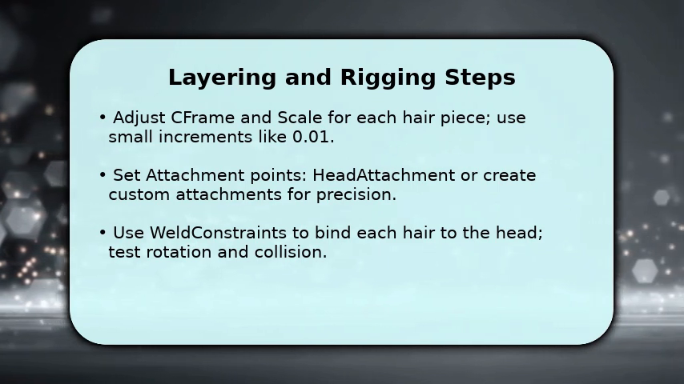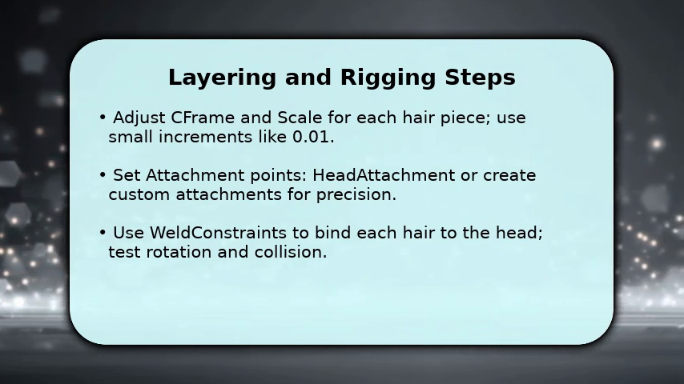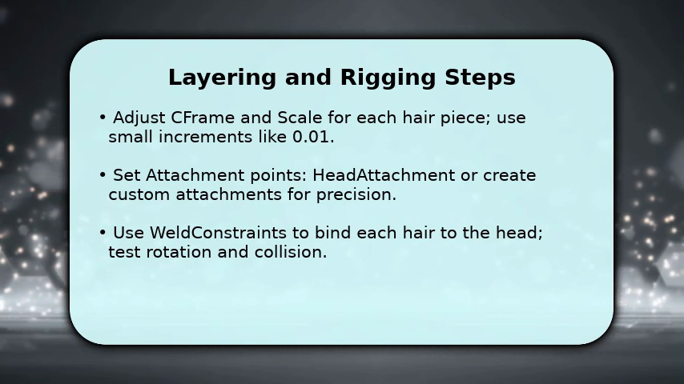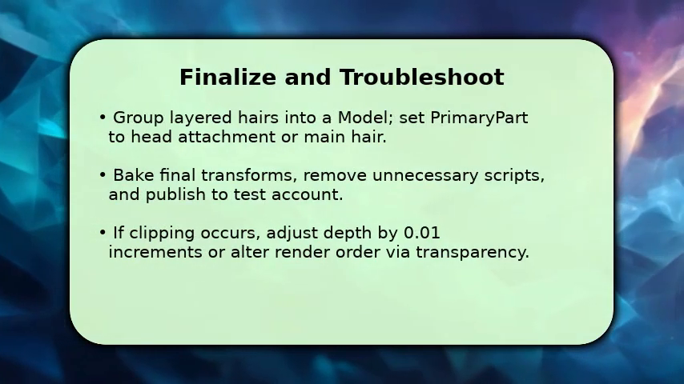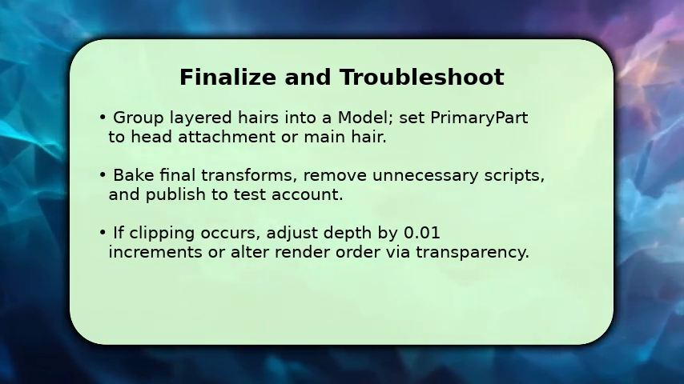Once aligned, add weld constraints between hair and head to lock transforms, adjust collision and massless as needed. Test by posing the avatar to confirm natural motion. Finish by grouping all hair pieces into a single model and assign a primary part for easy scripting and equipping.